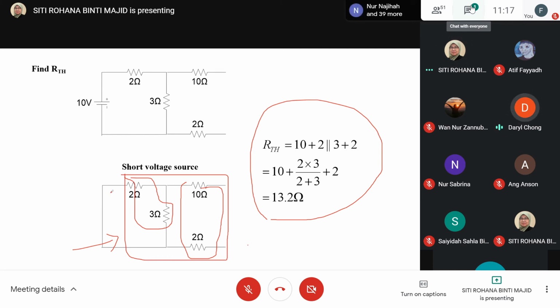So you add 2 with the parallel part of 2 and 3, and add to 10. So this one is parallel to this one. 2 is parallel to 3. Right. Only the 3 part is parallel, 2 and 3 only on the left side.